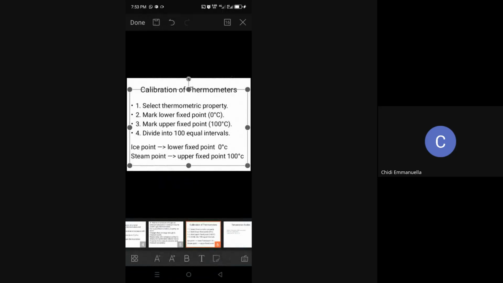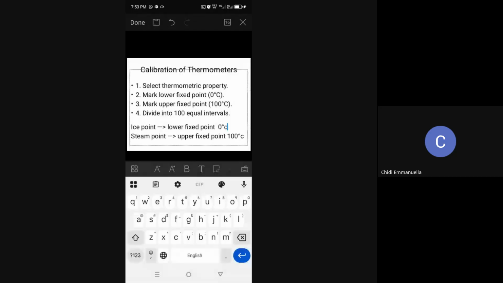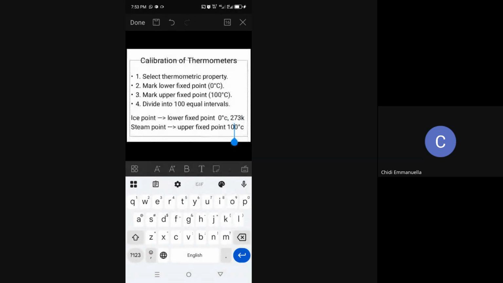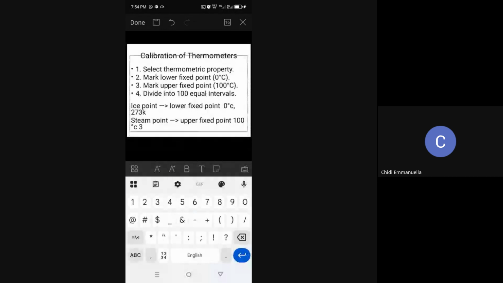This is how it is, with upper fixed point and lower fixed point. Upper fixed point is steam point, lower fixed point is ice point. Now, if you check, you see that the scale I've used here is degrees Celsius. What if we want to change it to Kelvin? In Kelvin, 0 degrees Celsius is the same as 273 Kelvin, while 100 degrees Celsius is the same thing as 373 Kelvin.